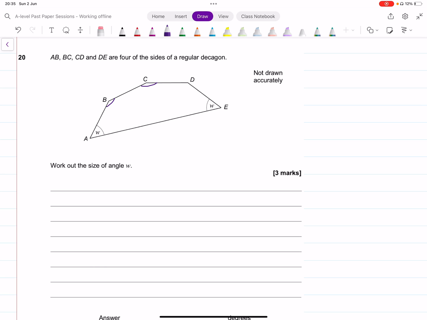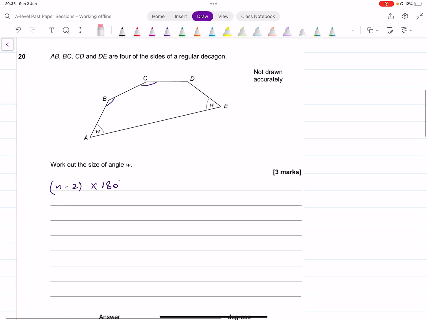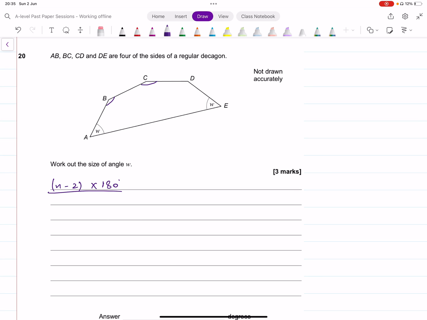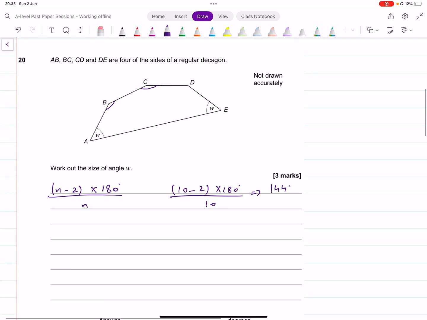(n minus 2) into 180. That's the sum of all angles in a polygon. But since it's a regular polygon, each angle is going to be this divided by n. So in this case, we can say (10 minus 2) into 180 divided by 10. This is going to be the size of every one of these angles. Let's see what this turns out to be. 8 into 180 divided by 10, and that's giving me 144. That means each of these angles is 144. This is 144, this is 144, and this is 144. And the remaining angles are equal. They're saying this is W, this is W.